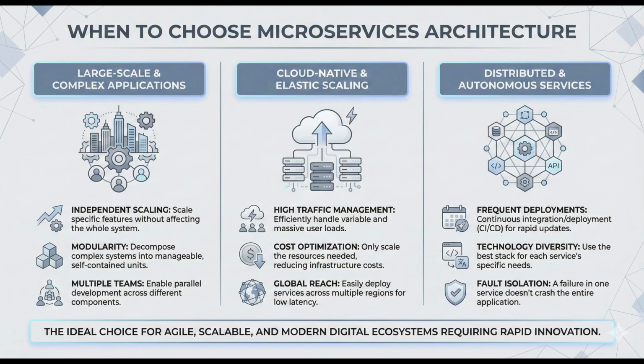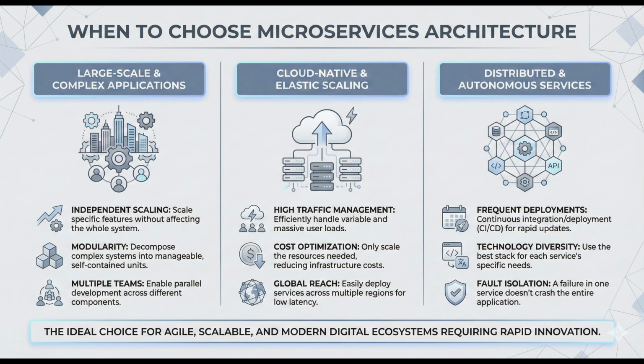Microservices are usually chosen by large-scale platforms. Think Netflix, Amazon, Uber. Companies where different parts of the system need to scale independently. One service might need more power, while another one barely uses resources. Microservices also shine in environments where frequent deployments are needed. You can update one service without touching the rest of the system, so there's no downtime for users.